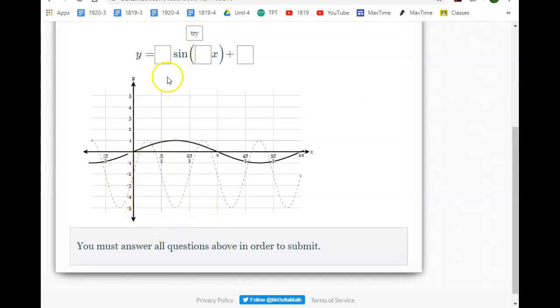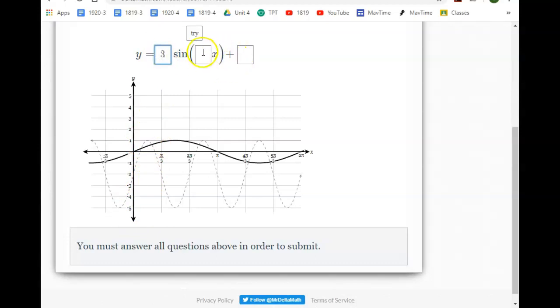So the first thing here is the amplitude. What do you think the new amplitude is? 3. Okay. The amplitude is half the distance between the max and the min. So how far is it between the minimum and the maximum? 6. Well, this is at a negative 5, but this goes up to 1. So it is 3. Okay? So we'll put a 3 there.